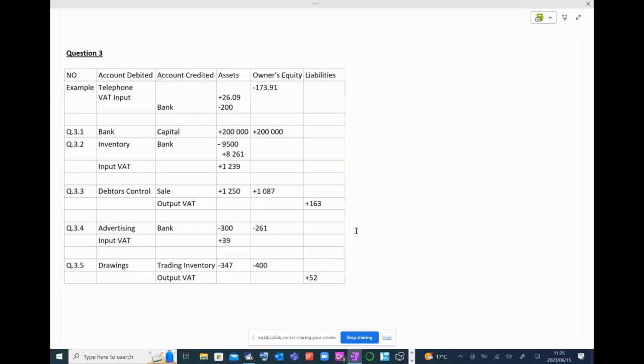So first things first, bank is decreasing, that's why there's a negative 9,500. Then, obviously, your trading inventory is increasing, and that's increasing by 8,261. And then input VAT is also increasing your assets. Remember, we said input VAT is a current what? Can you see that now? Okay, right, and there we go. Yes. You will be doing this.